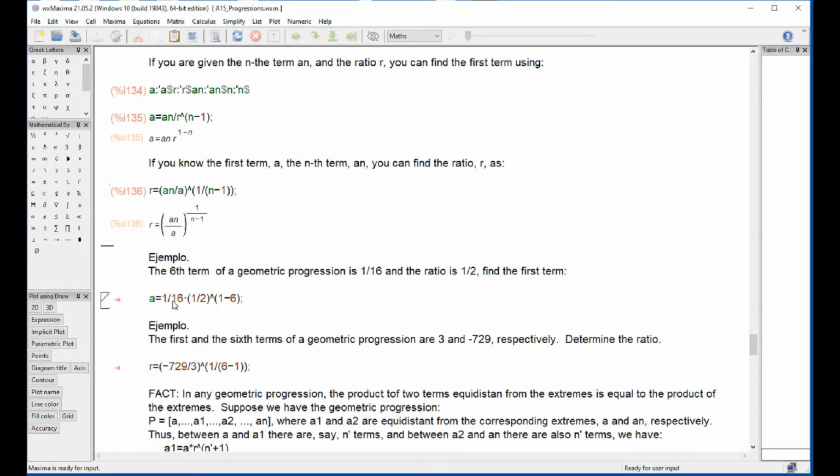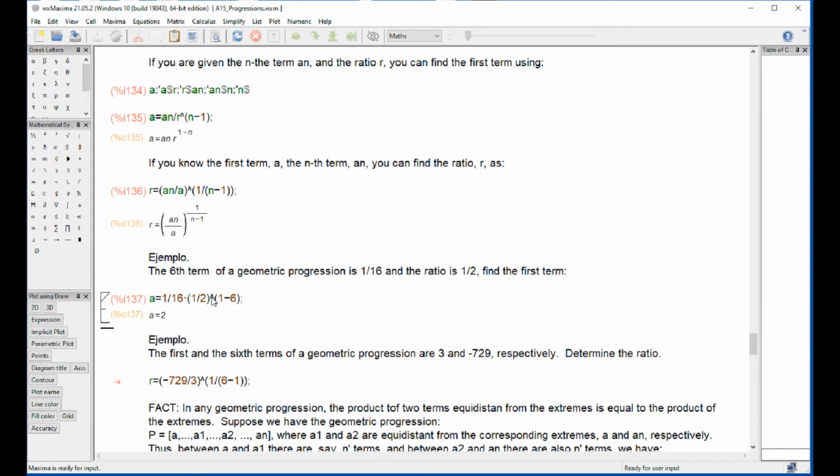For example, the sixth term of the geometric progression, that will be this equation, whose ratio is 1/2 and its first term is 1/16, is equal to 2.